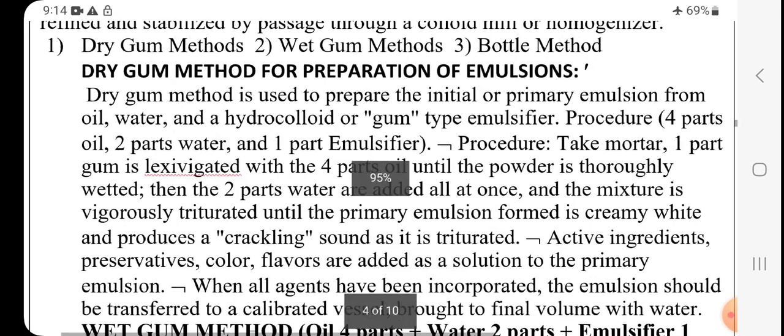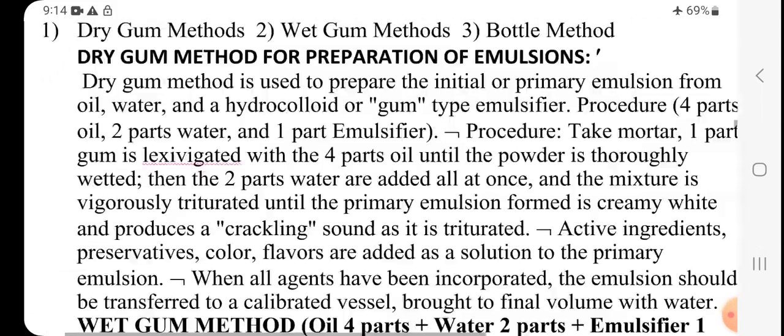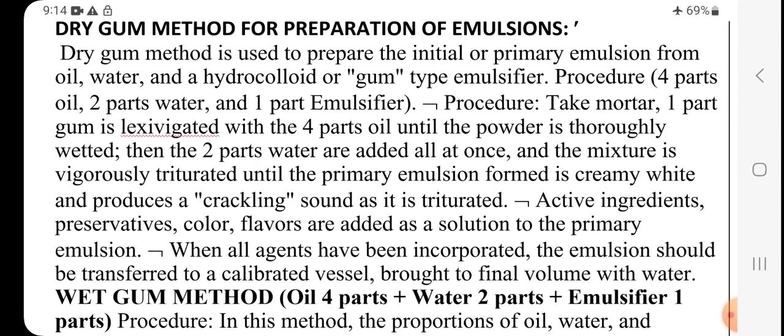So now see the procedure. Here firstly you have to take the mortar. Then in that mortar you have to add 1 part of the gum acacia, gum agar, or gum tragacanth, and it is levigated, means mixed with the 4 parts of the oil until the gum powder is thoroughly wetted, that is, it should be mixed with that. Then you are going to add here the 2 parts or 2 ml of the water, which is added at once.